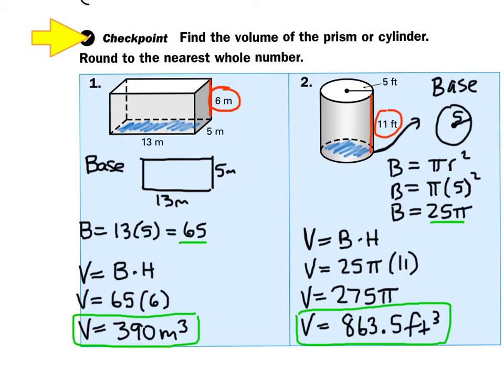And so now let's put it in the formula. Volume equals the base area times the height of the cylinder. So that would be 25 pi times 11. And so I just did 25 times 11 is 275, and I brought down the pi. And the very last step is multiply 275 by 3.14, and you'll get 863.5 cubic feet, or feet to the third power.